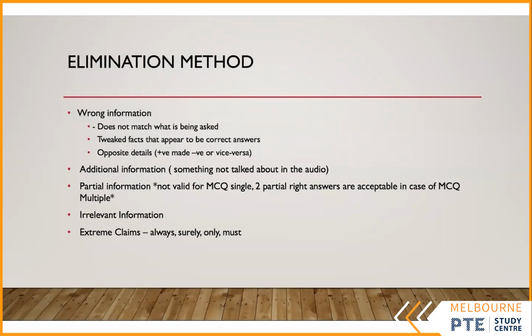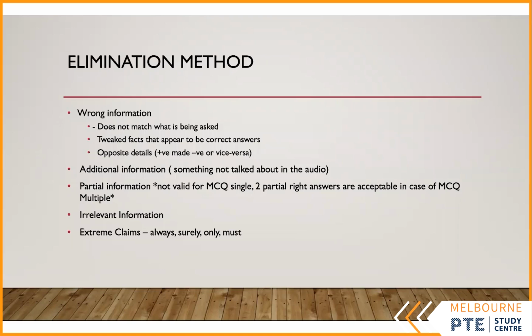So again, I will skim through the options and then I will eliminate the wrong information first. If suppose the audio said that today's weather is cold, but my option says today's weather is hot, that's wrong information. I'll eliminate that. Additional information is information that's not mentioned in the audio. So they're talking about something that was outside.